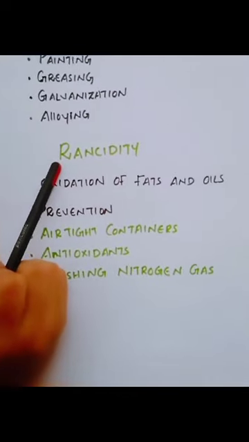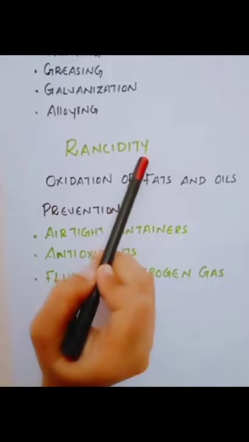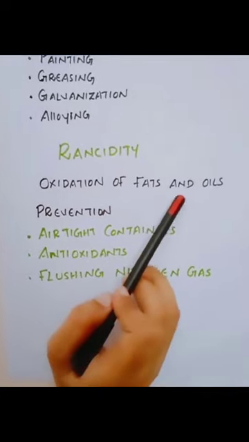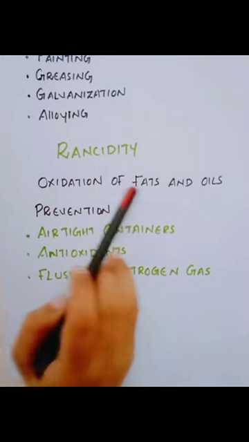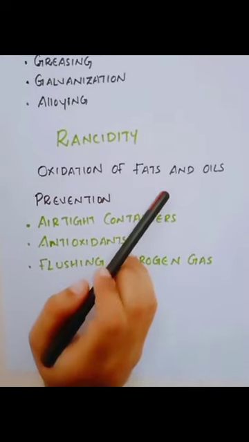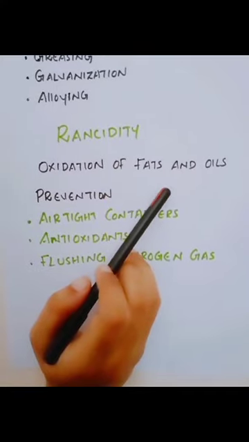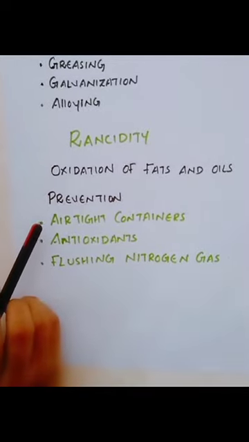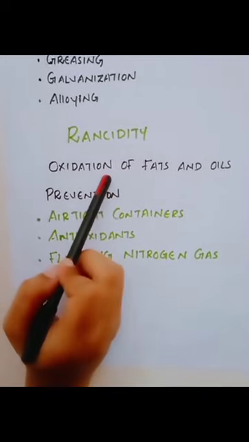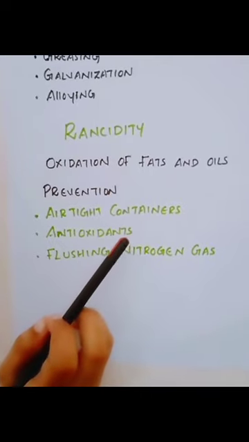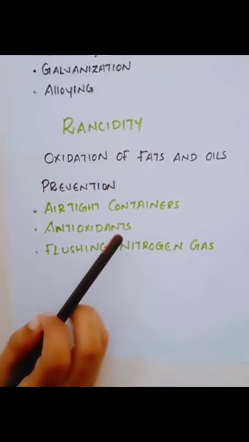The last topic we are discussing is rancidity. Rancidity is the oxidation of food items containing fat and oil. You know that when food containing fat and oil is kept for a long time, a foul smell and a change in taste will be observed. That process is called rancidity. As a result, a foul smell and a change in taste is obtained.